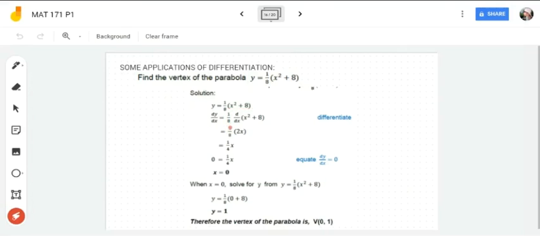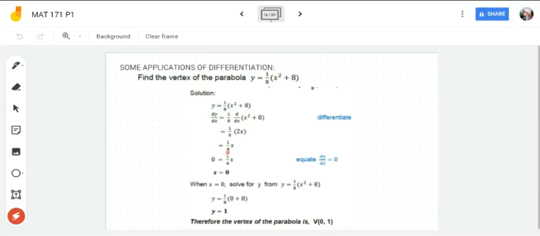So that will become 1/8, and then the derivative of your x squared plus 8 using the power rule will become 2x, and then the 8 will become 0 since that is a constant. So the derivative of x squared plus 8 is 2x multiplied by your coefficient 1/8. So that will become 1/4 x. Okay, so the first derivative of your function is 1/4 x.